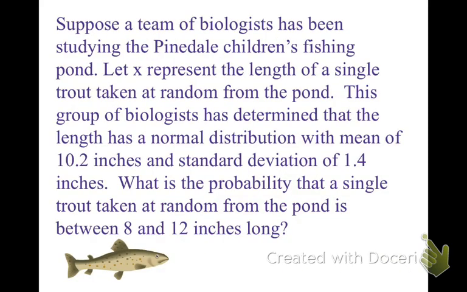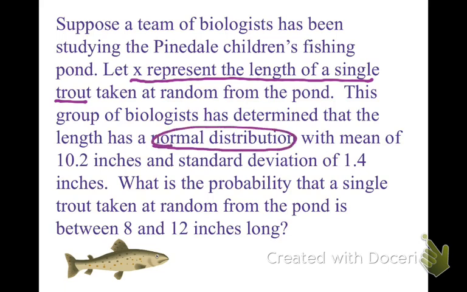In looking at this problem, we're looking at a team of biologists who are studying a children's fishing pond. X is going to represent the length of a single trout taken at random from the pond. We know that this has a normal distribution, so if the parent population is normal, the sampling distribution is automatically normal. It has a mean of 10.2, so on average, a trout has a length of 10.2 inches and a standard deviation of 1.4.